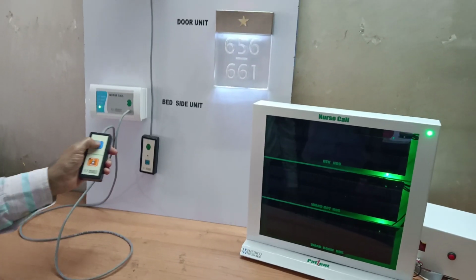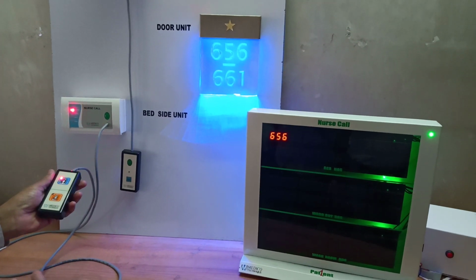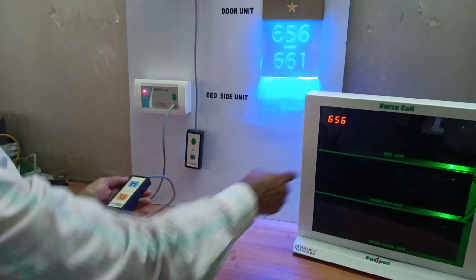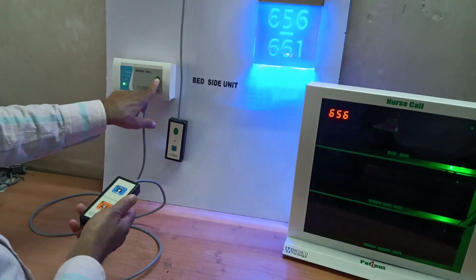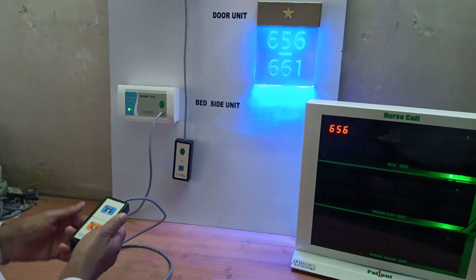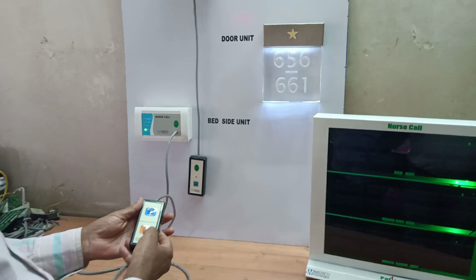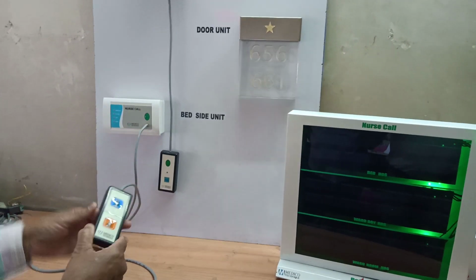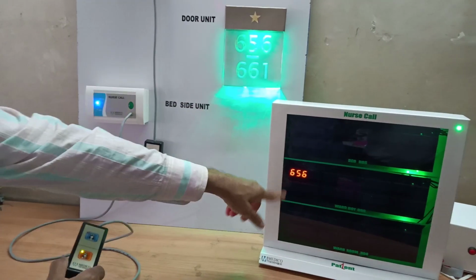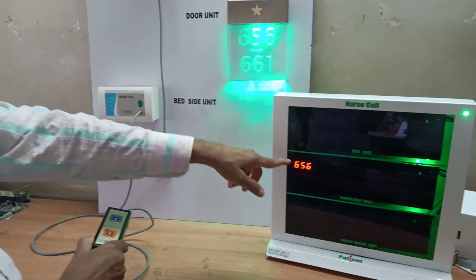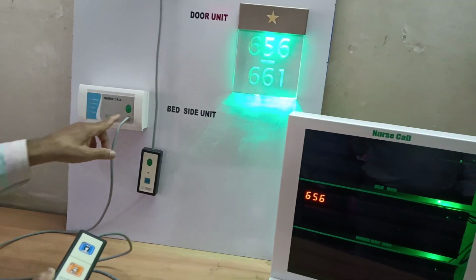Start again. Press nurse call. Patient is calling only nurse call. Okay. 656 number is seen. Nurse comes, wants to reset, sees the patient, resets it. That's all. This will go off now. Suppose he wants to call only the attendant, he will press only attendant. You can see blue light, ward boy call. Green light, ward boy call. Second display is on, 656 number. First display is off, washroom is off. Okay, nurse comes, presses this.